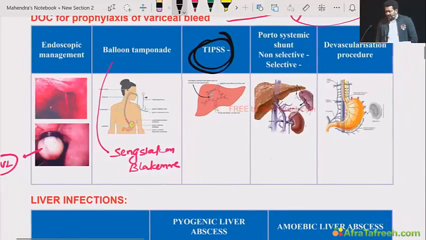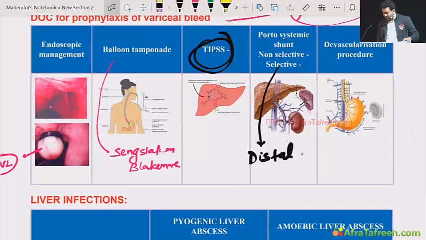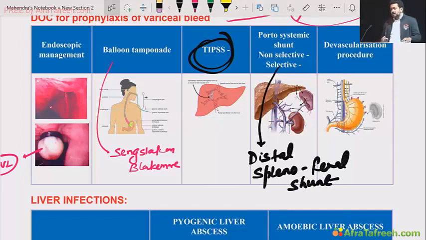And there are surgical shunts, non-selective and selective. I want you to remember just the example of the selective shunt. What is the name? Distal splenorenal shunt. Distal splenorenal shunt is a selective shunt. The advantage of selective shunt is when you do this selective shunt, a part of the blood is still going to the liver, so the chances of encephalopathy are less in selective shunt.